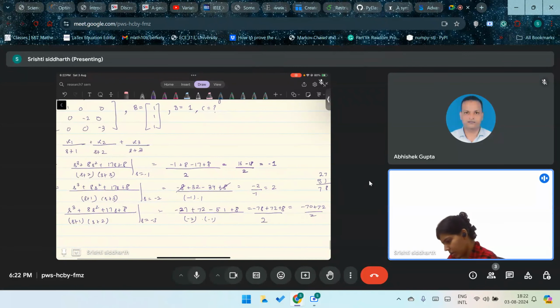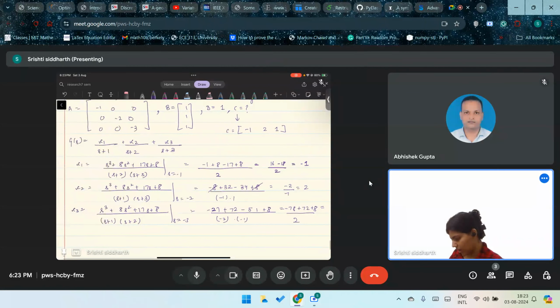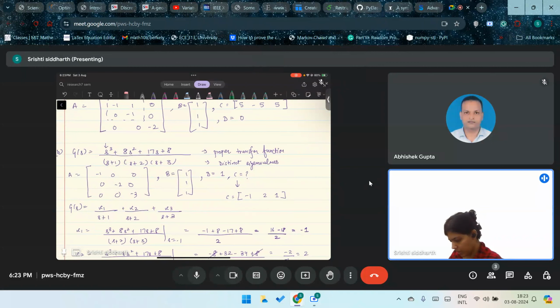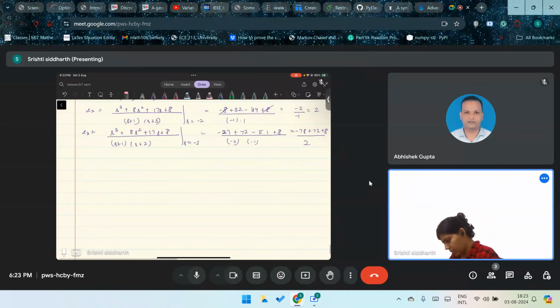So these were distinct eigenvalues. We got C1, C2 and C3. So C is going to be minus 1, 2 and 1. And since it was not a strictly proper transfer function, we got D equals 1.